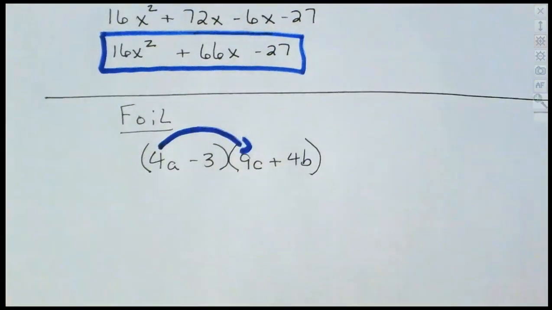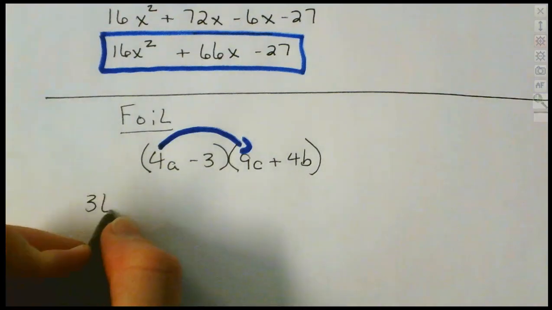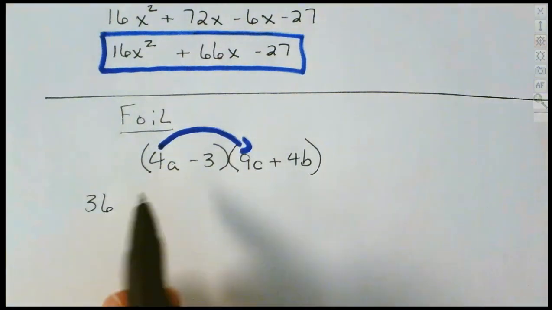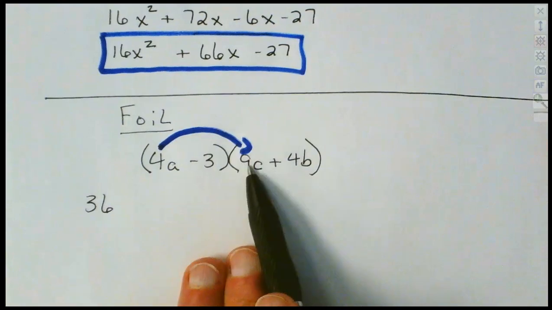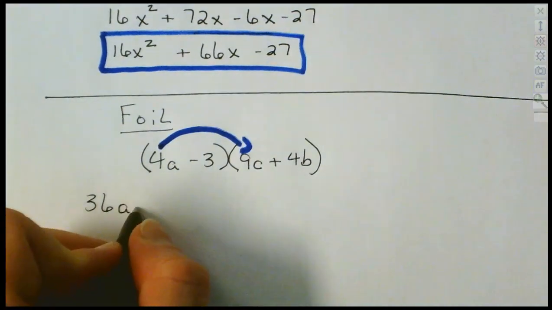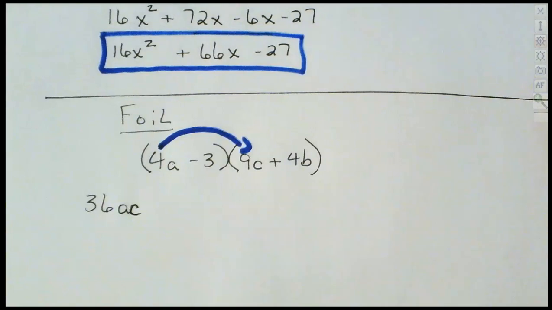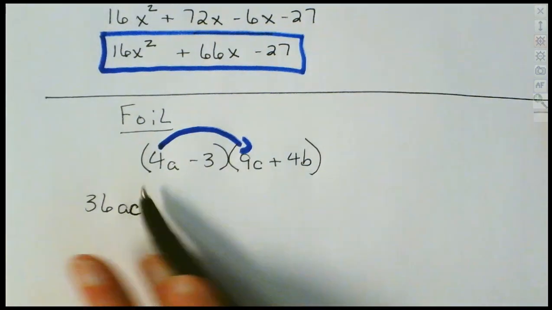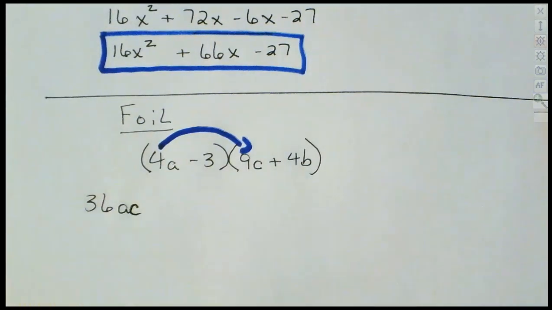Numbers get multiplied together. So 4 times 9, that's a 36. Bless you. And we have an a times c. So that's just an ac. Right? They can't go together. So we just write the ac there.